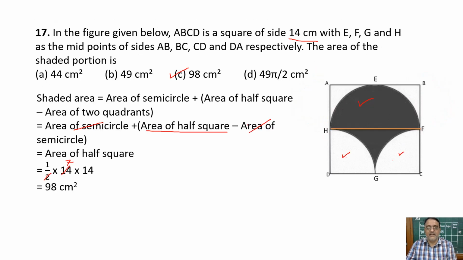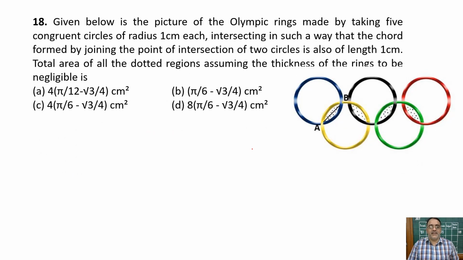Right. Now the next question, given below is the picture of the Olympic rings made by taking 5 congruent circles of radius 1 centimeter each, intersecting in such a way that the chord formed by joining the point of intersection of 2 circles is also of length 1 centimeter. So the total area of the dotted region, assuming the thickness of the rings to be negligible, is dash.